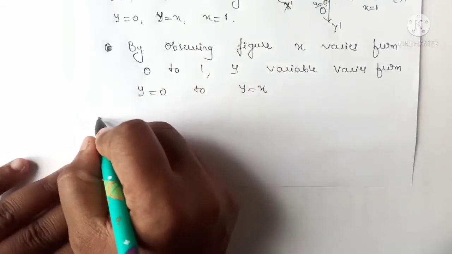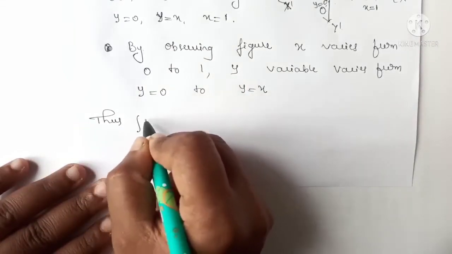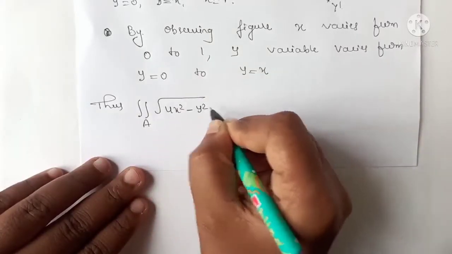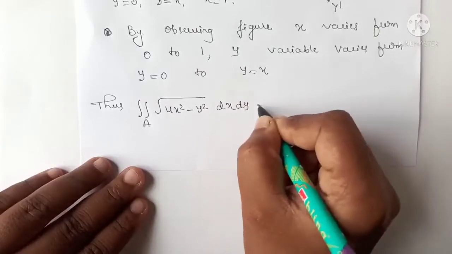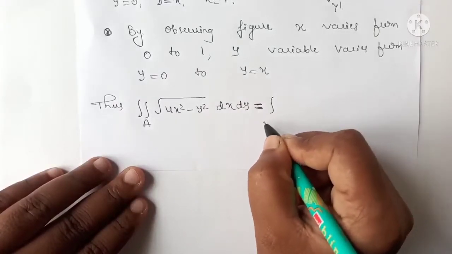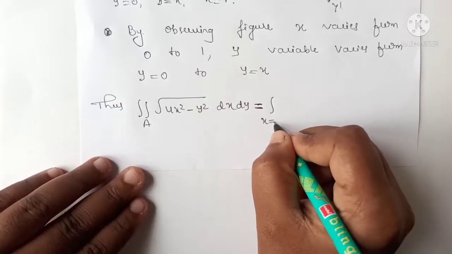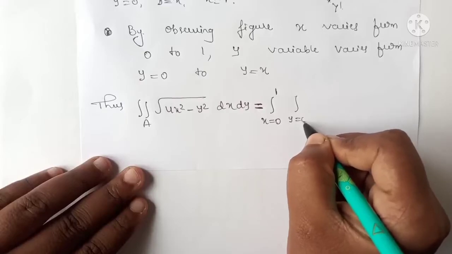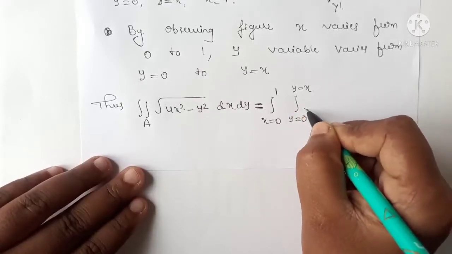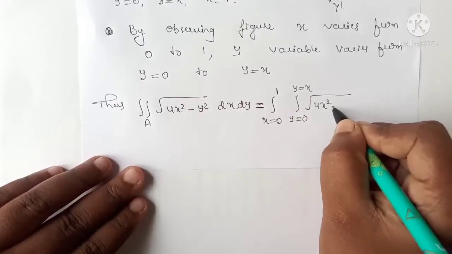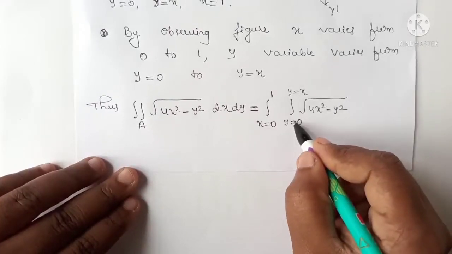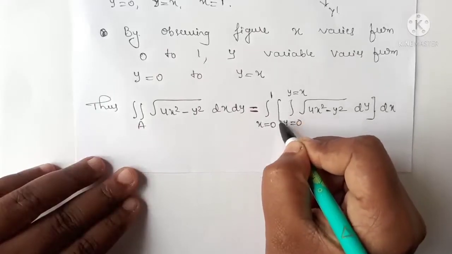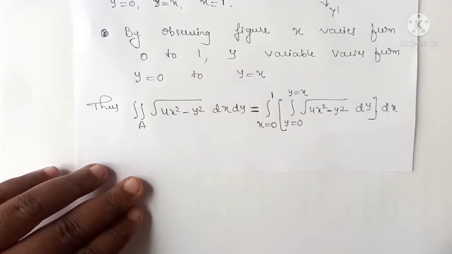Therefore the given integral of the square root of 4x square minus y square dx dy can be written as the integral, first we write the x limits, x equals 0 to 1, and y equals 0 to y equals x. We write this function, that is the integrand, as it is. So these are y limits, therefore it is dy then dx. Now we integrate this one with respect to y.